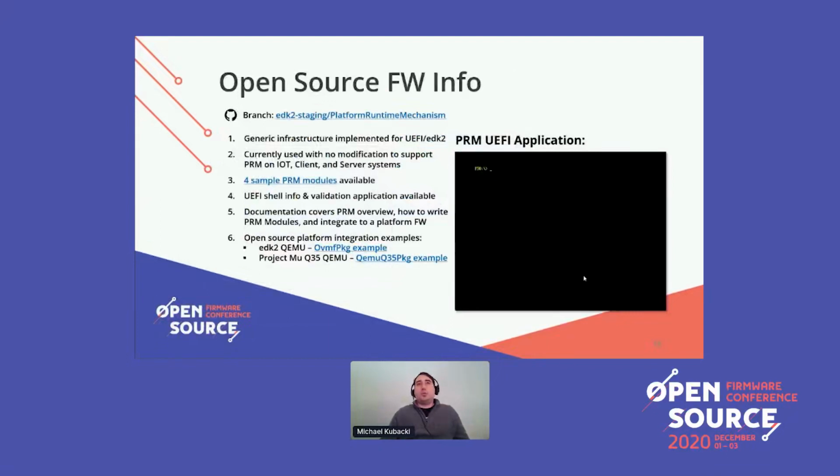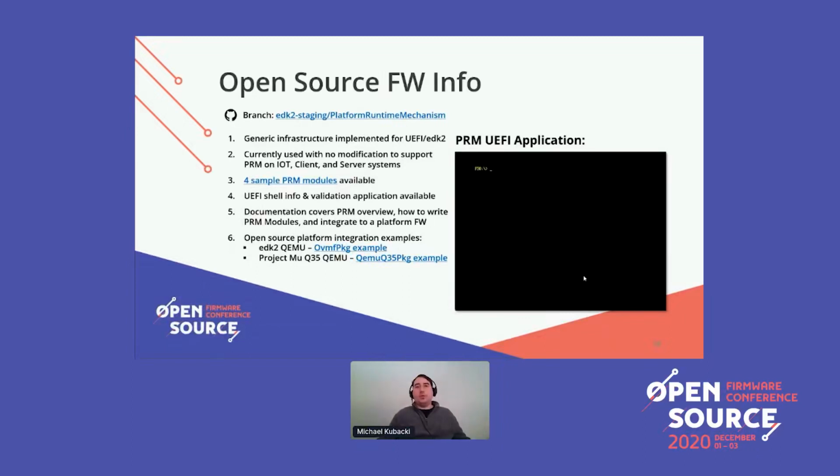So as far as the open source firmware goes, we have a branch on EDK2 staging called Platform Runtime Mechanism. This has the generic infrastructure implemented for UEFI and EDK2. It's currently used with no modification to support PRM on IoT, client, and server systems. What that means is that we take this code and we use it as the generic infrastructure to be able to load and execute PRM modules on all these different types of systems, and we don't change this code.